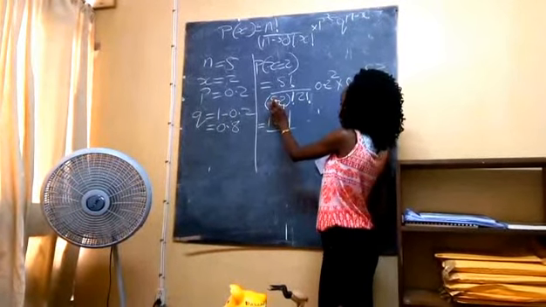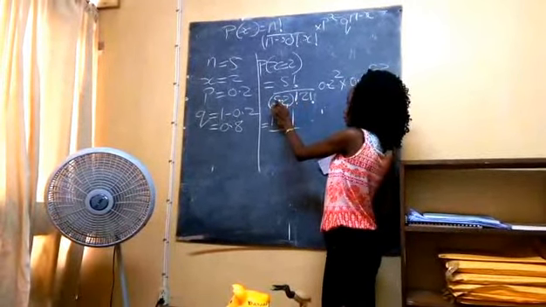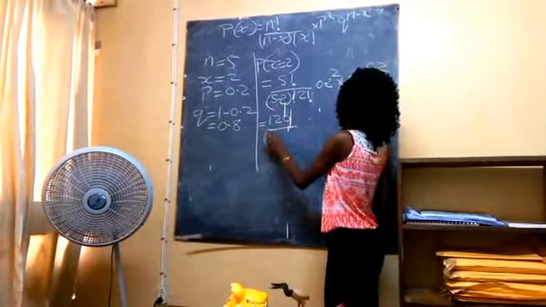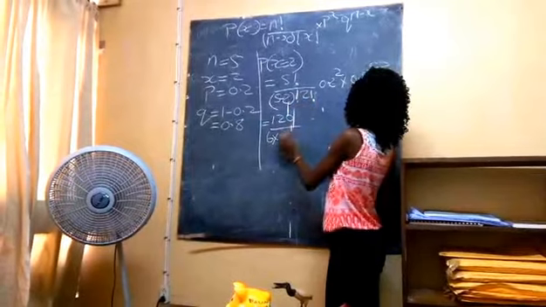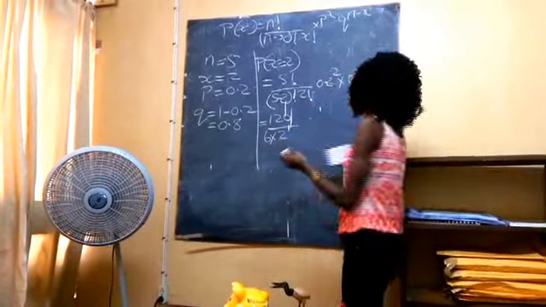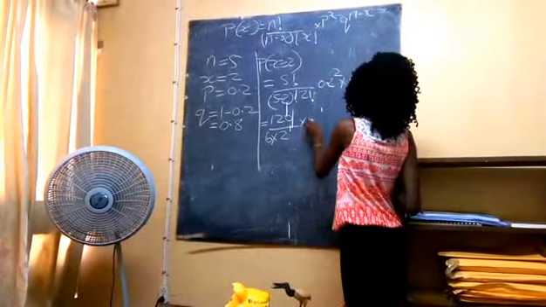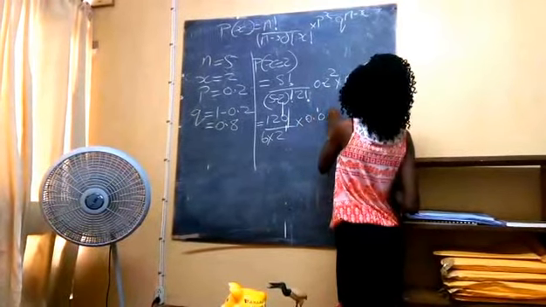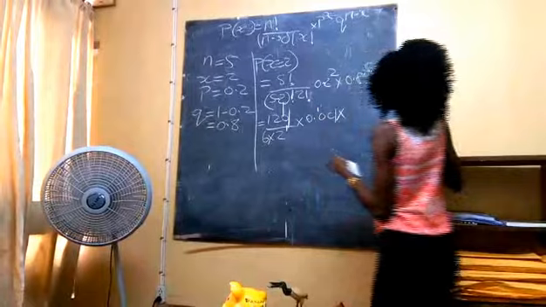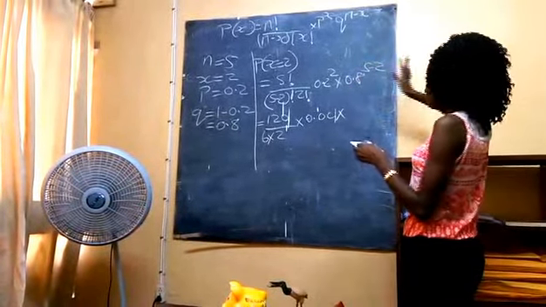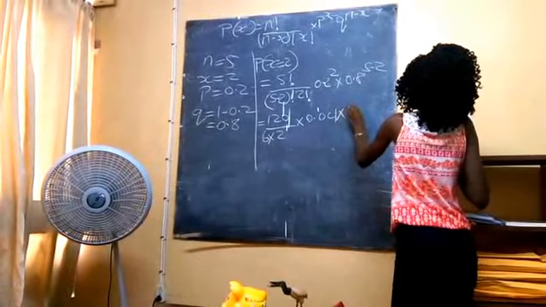And so then you have 5 minus 2 factorial, that's 3 factorial. And if you put that into your calculator, you will get 6 times 2 factorial, which will give you 2, times 0.2 squared, which works out to 0.04, times 0.8, 5 minus 2 is 3, so we're looking at 0.8 cubed, and that is 0.512.